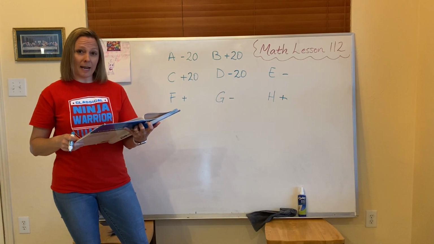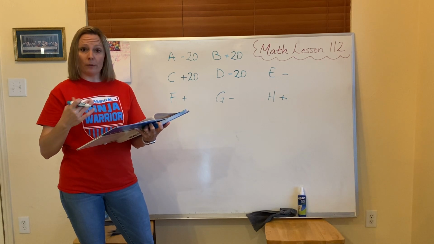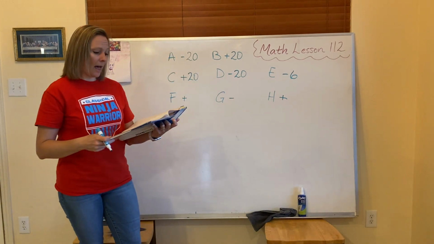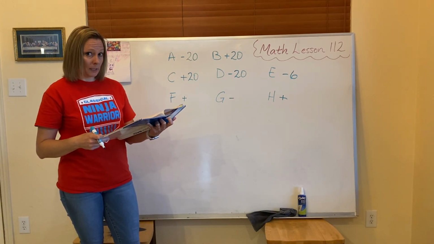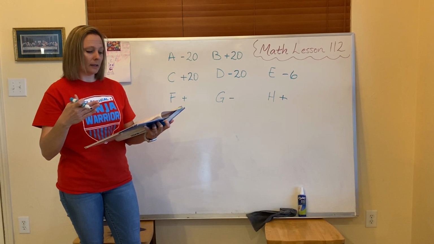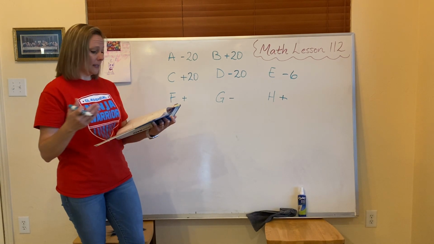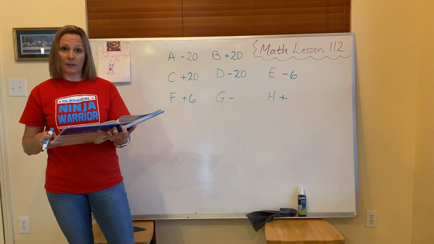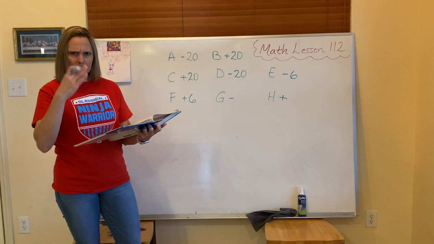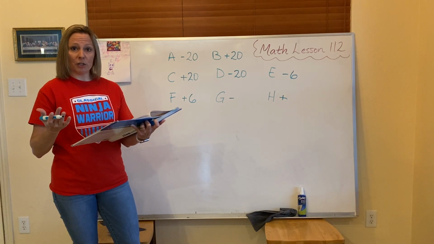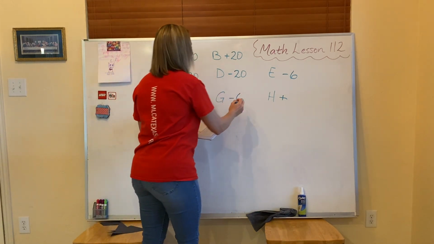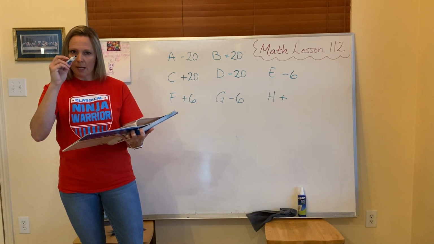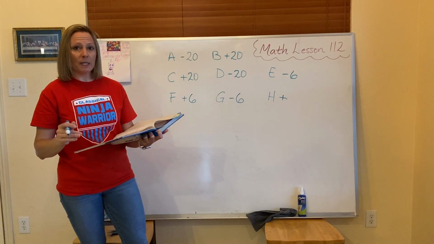E, we have positive and negative, different signs, negative. 12 divided by 2 is 6, so we have negative 6. F, positive divided by positive is going to be positive. 12 divided by 2 is 6. We have positive 6 this time. G is a negative divided by a positive. We determined different signs, negative. 12 divided by 2 is 6. We have negative 6. H, negative 12 divided by negative 2. Same sign, means it's positive. 12 divided by 2 is 6.